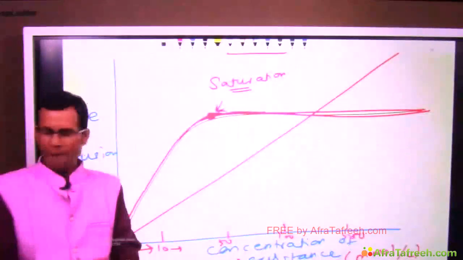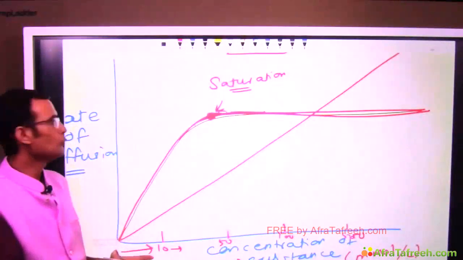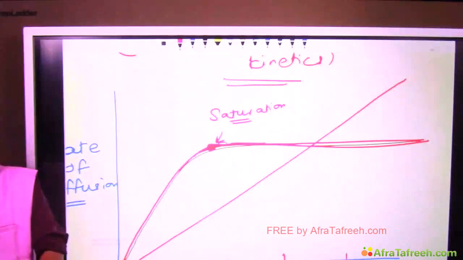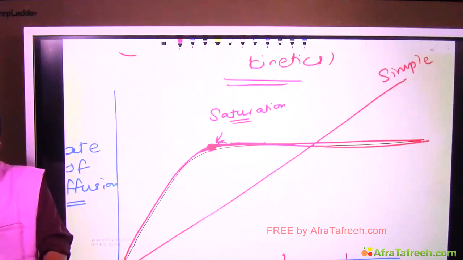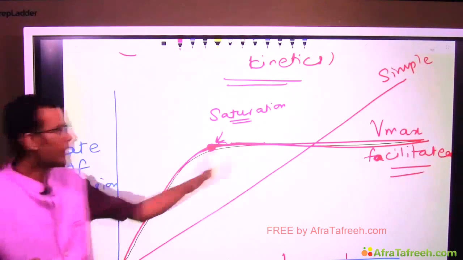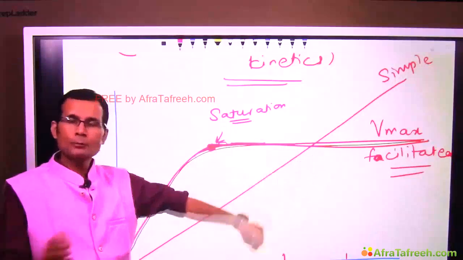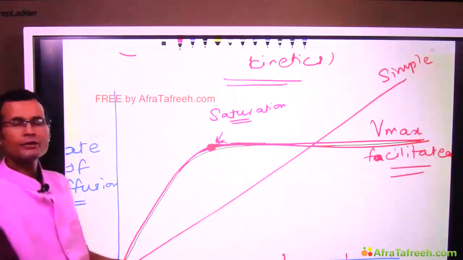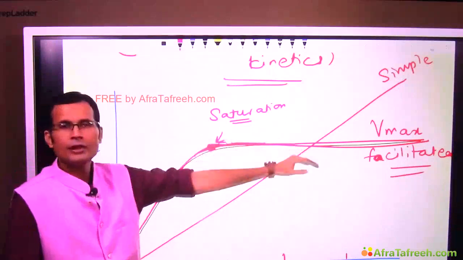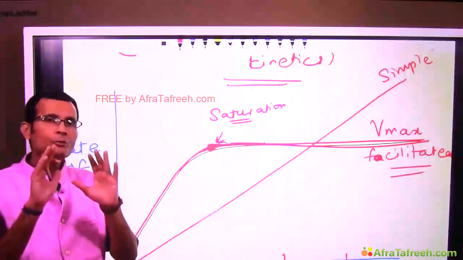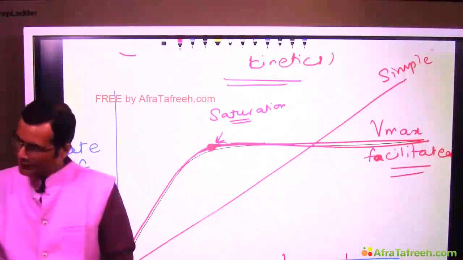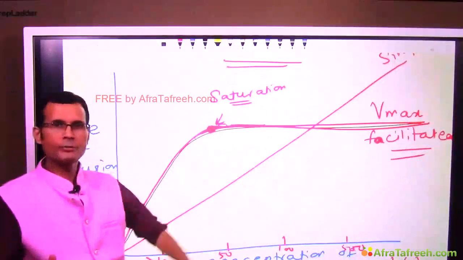So you can see comparison of these two graphs. Let me just write here, this is for simple diffusion. This is for facilitated diffusion. And of course, this maximum velocity or rate with which the transport happens, it's called as Vmax, this flat line. So that's the comparison. So you must remember 2 points from this graph. One is this Vmax characteristic, saturability.